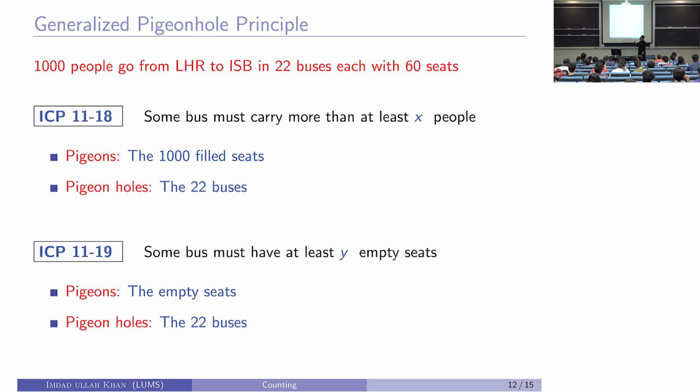So you don't know there are empty seats? How many total seats are there? 60 multiplied by 22, right? That's the total number of seats. How many seats will be filled? 1,000. So the remaining are empty. These empties are in some of these 22 buses, right? They are distributed in these 22 buses. So these empty seats, the pigeons, are going to be placed into these 22 pigeonholes. Some pigeonhole must have at least these many.